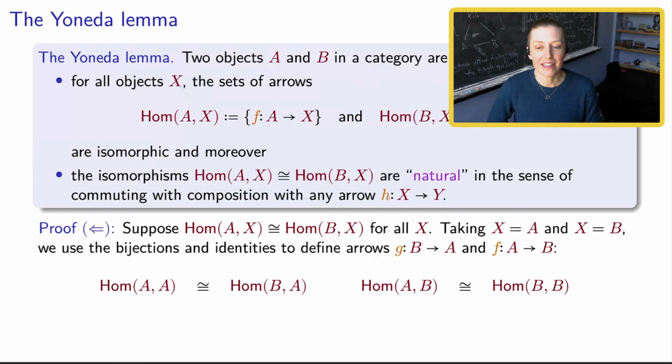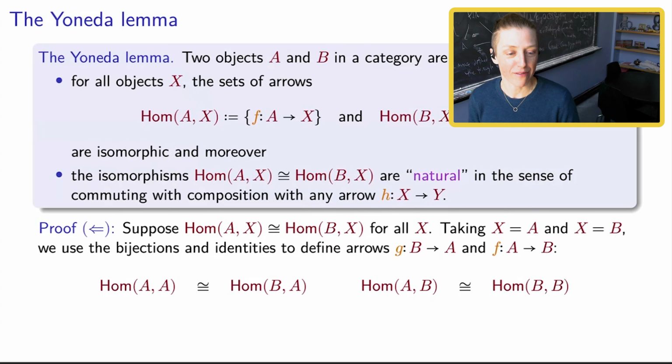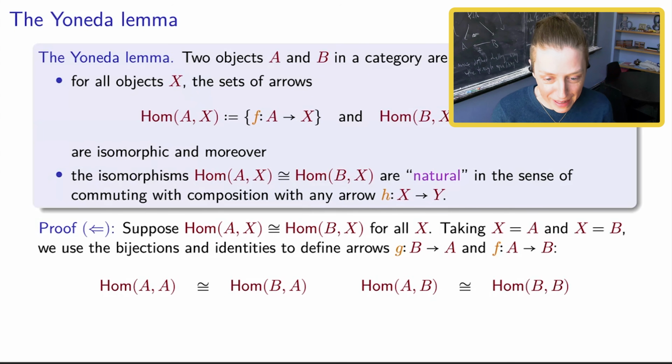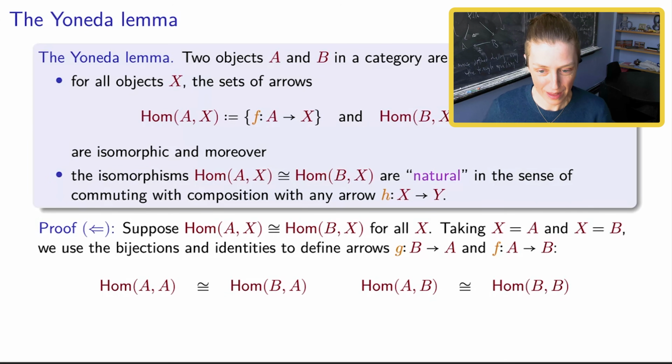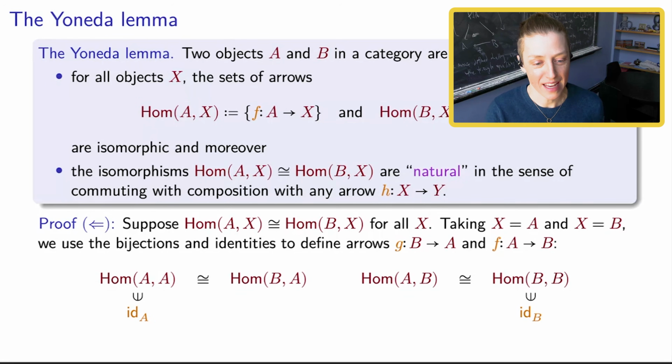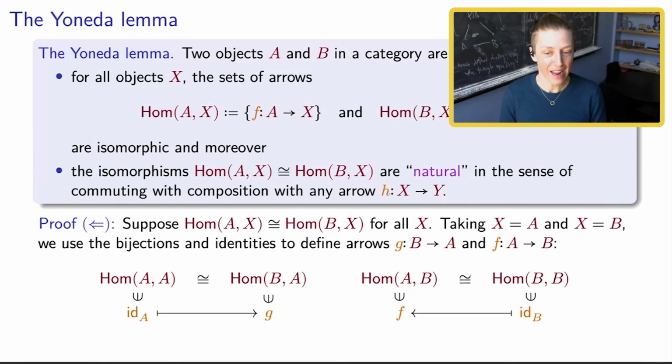And in particular, I can consider two special cases where X is A and X is equal to B. And so now I have a bijection between the arrows from A to A and the arrows from B to A. And then I have a separate bijection between the arrows from A to B and the arrows from B to B. And in the set of arrows from A to A, I have a special arrow called the identity arrow. And similarly, in the set of arrows from B to B, I have a special arrow called the identity arrow. And when I pass those arrows through these bijections, now I get some arrow from B to A and also some arrow from A to B. And so this is how I'm producing the data of the isomorphism that involves an arrow from B to A and an arrow from A to B.